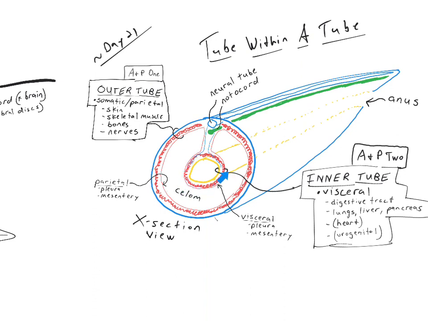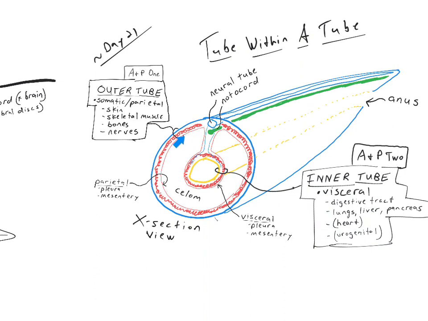The inner tube, on the other hand, is what we call the visceral part of the body. It forms, of course, the digestive tract, the esophagus, stomach, and intestines. It has 3 organs pocketing off of it, the lungs, liver, and pancreas. And we include the heart and urogenital organs, or reproductive and urinary organs, renal organs, as part of the visceral part of the body, even though their formation is a little bit more complicated than to say that they just come from that inner tube.